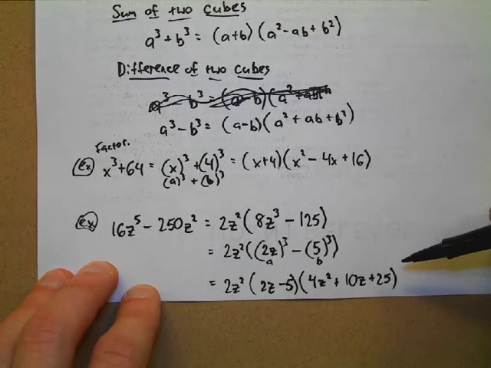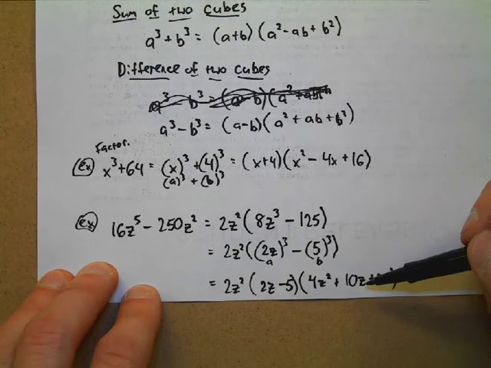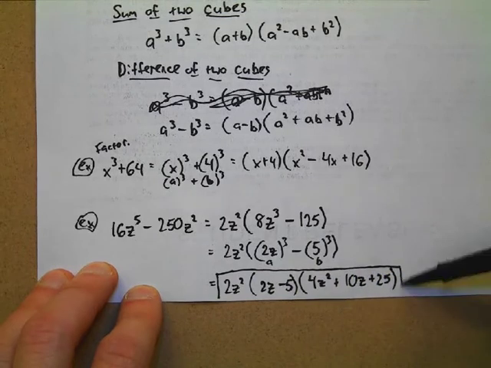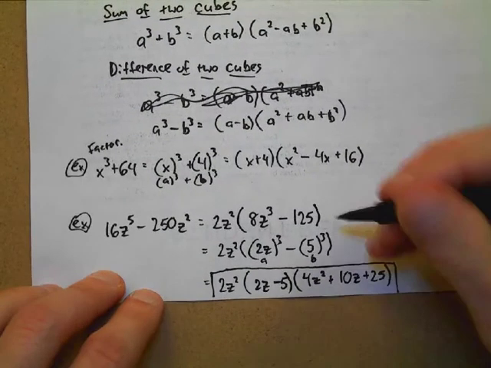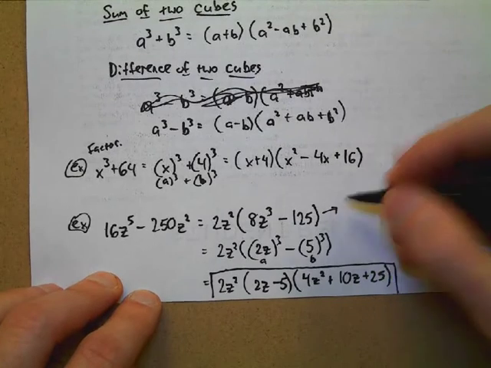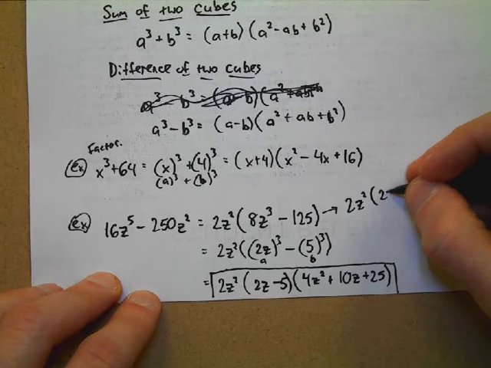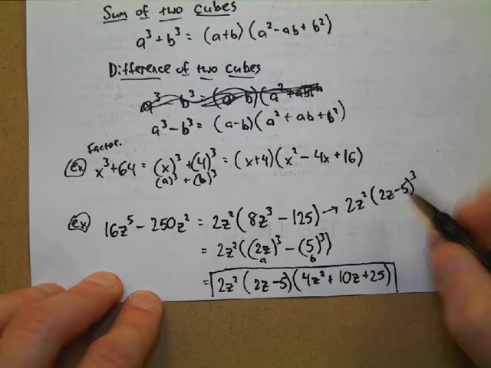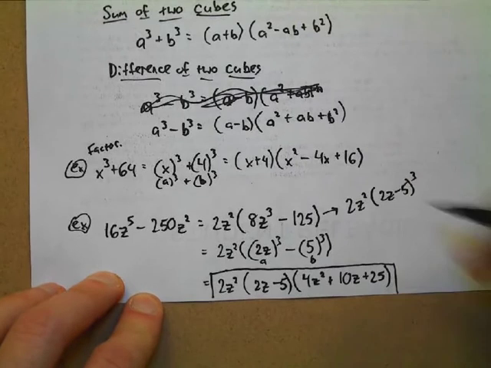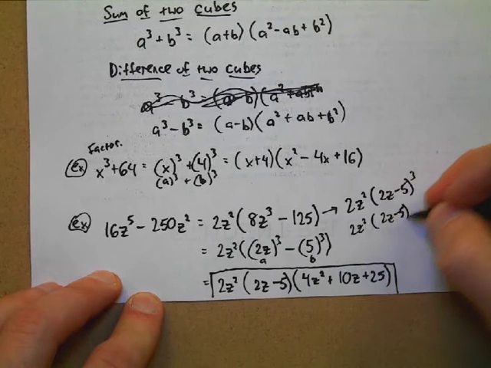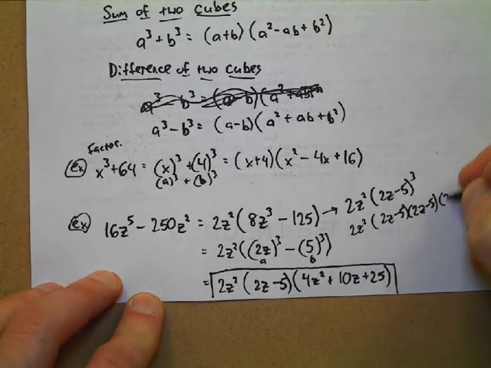Why can't we just do the 2z squared times 2 minus 5 parentheses cubed? Let me finish writing this out here. Okay, so Slayman asks, why can't we just say this is then going to be 2z squared times, you said 2z minus 5 cubed, like that? Right? So let's take a look. If I do 2z squared, this would be 2z minus 5 times 2z minus 5 times 2z minus 5.